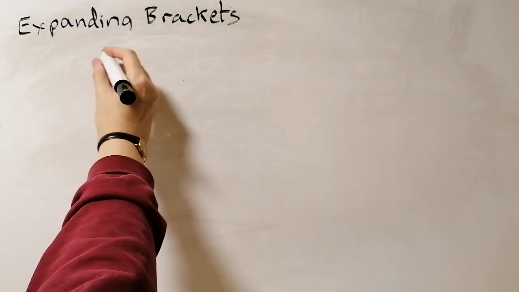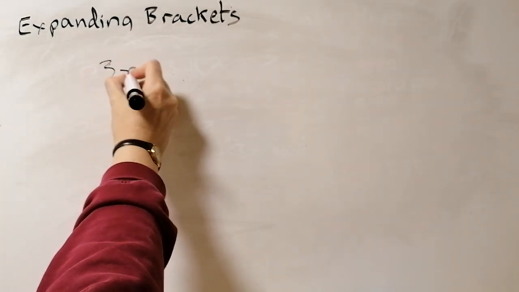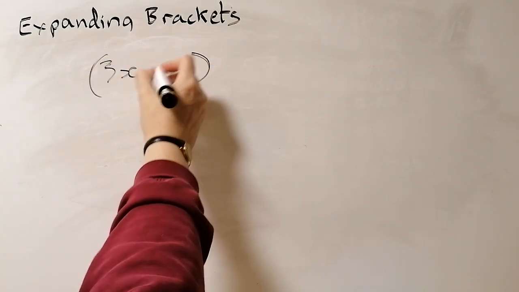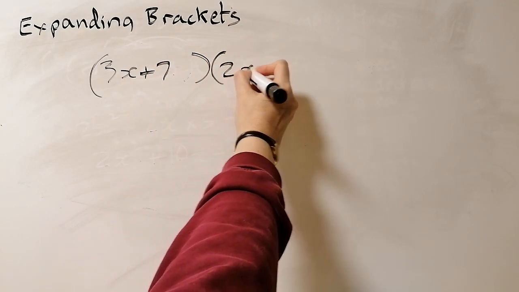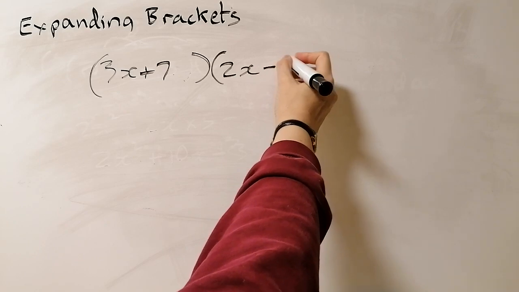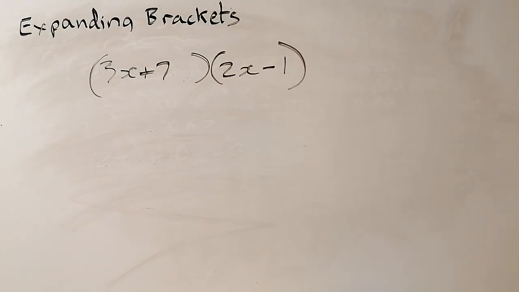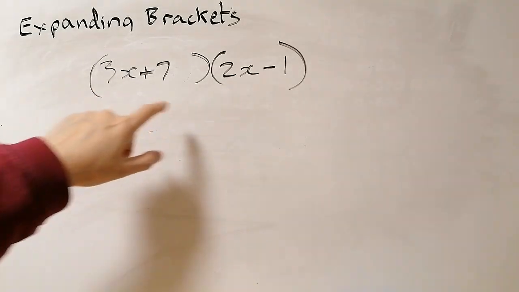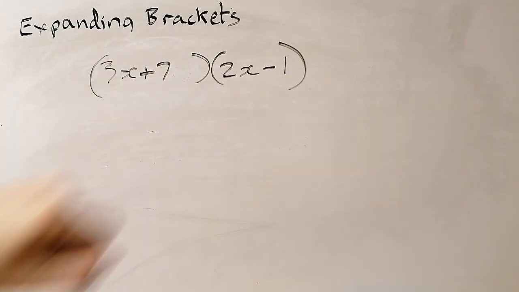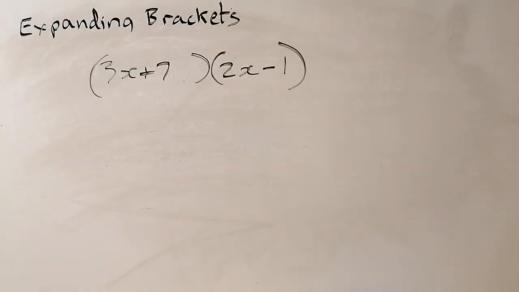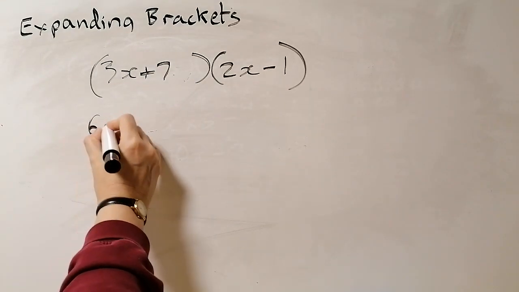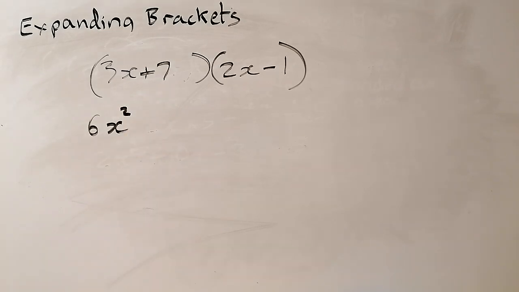And we'll look at this. We might have 3x in one bracket, and perhaps plus 7, and then perhaps we might have 2x in the other bracket, minus 1. So let's see how this works out. We've got 3x times 2x, so we times the 2 and the 3 together to make 6. And we've got the x times the x, which is x squared. So that gives us 6x squared.